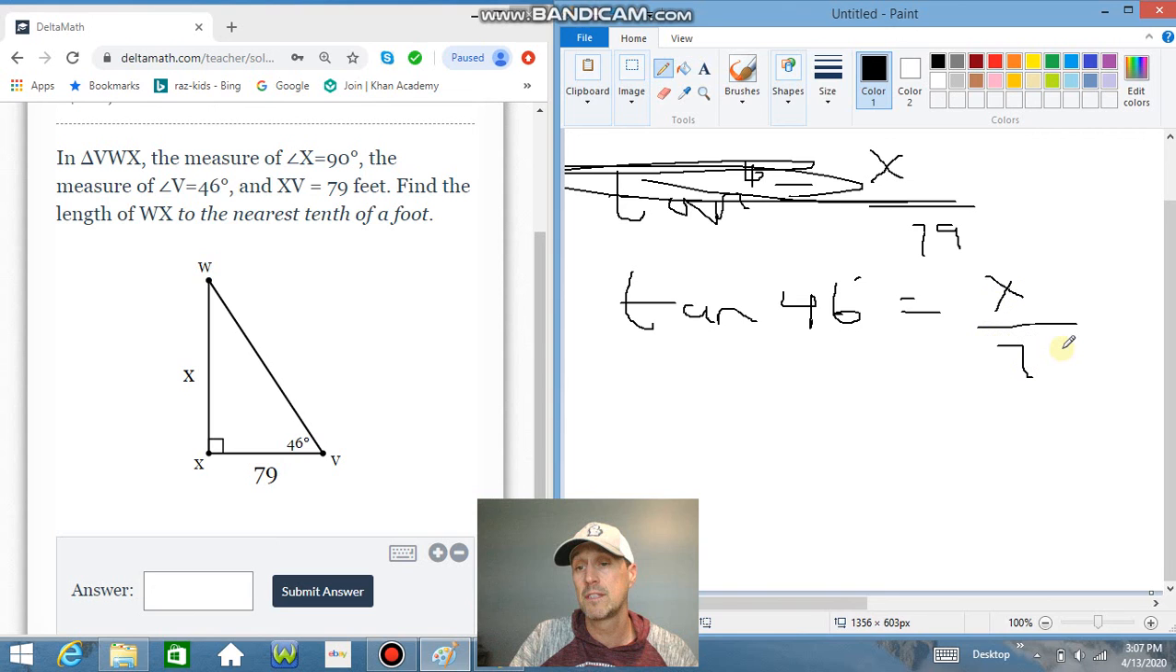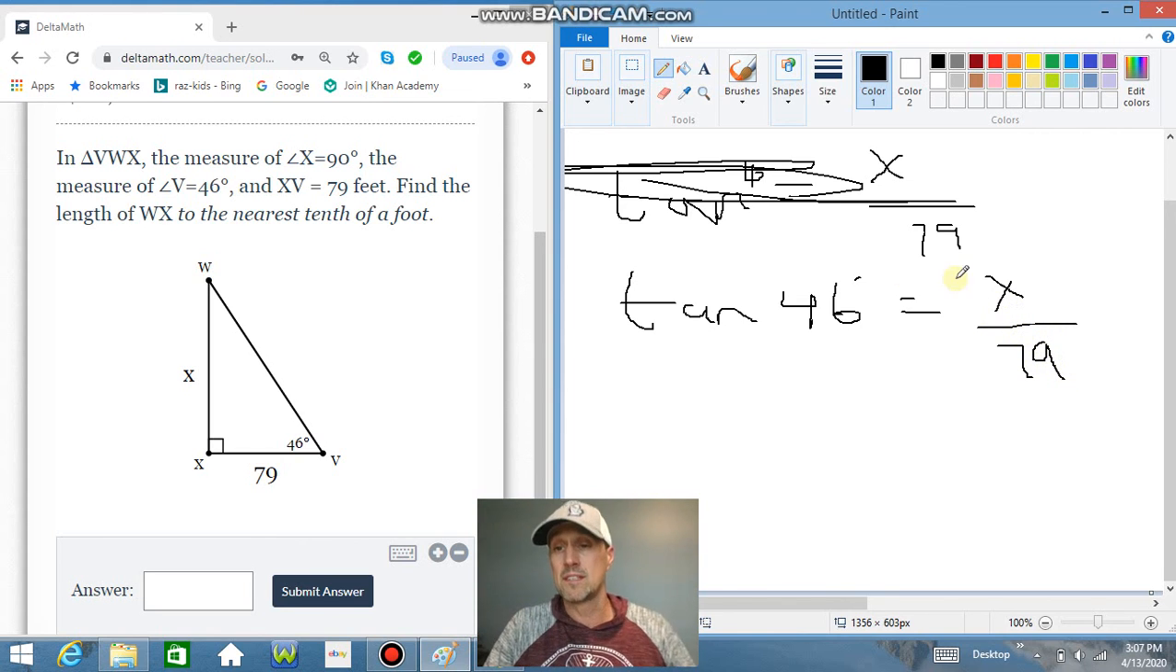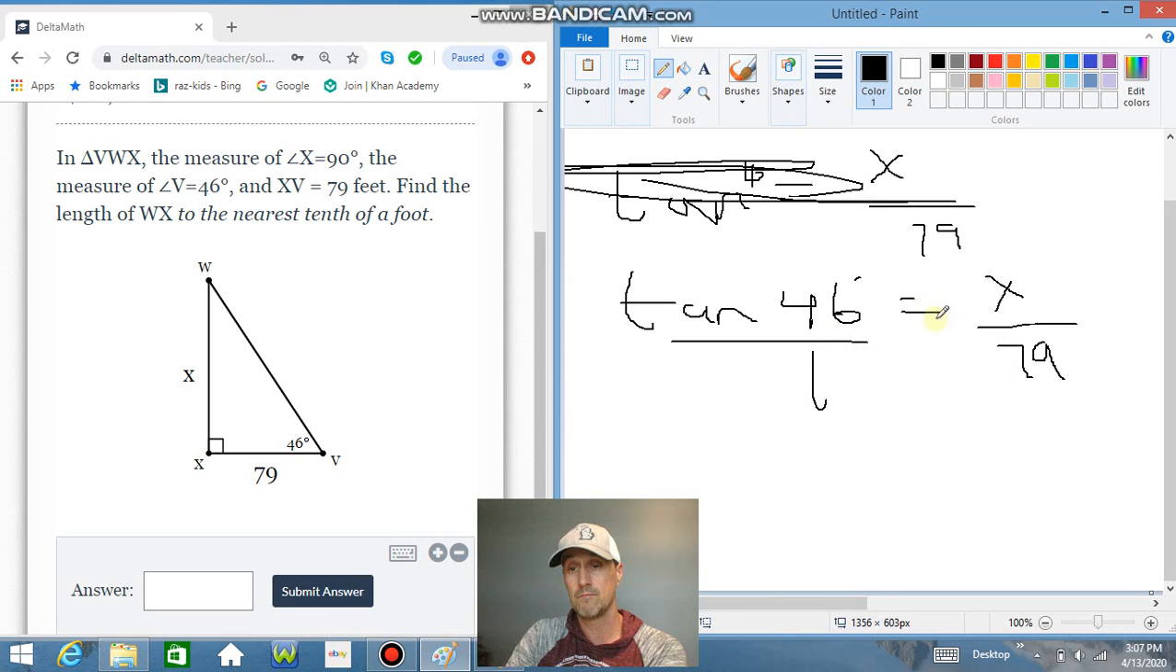All right, so when you get these ratios, I've always told you just to cross multiply, because cross multiply always gets us out of fraction form, whether it's in the top or whether it's in the bottom, okay? So cross multiply, I get X times 1 equals 79 times tan 46 degrees. So it's ready for the calculator now, okay?